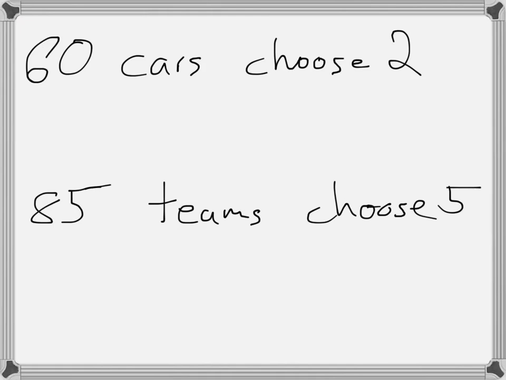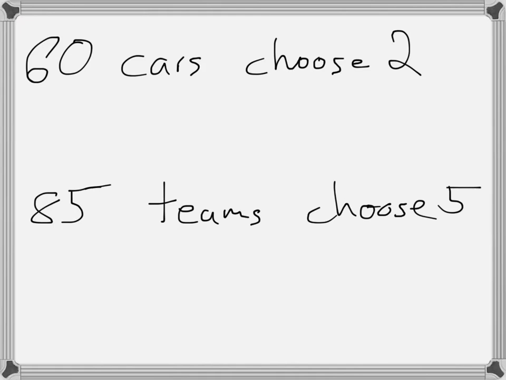Same thing for, let's say you're looking at 85 teams and you're going to choose 5 of them to give a humanitarian award. Once again, order doesn't matter, so we can use combinations. So, pause your video and try to come up with a solution. Alright, assuming you've paused your video, let's take a look at the first one.